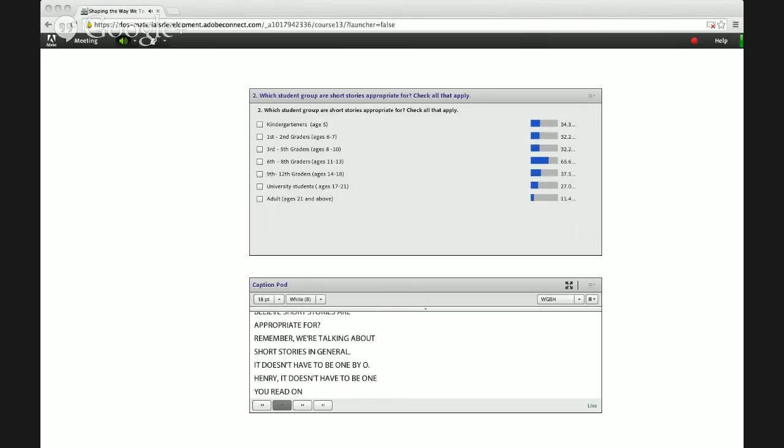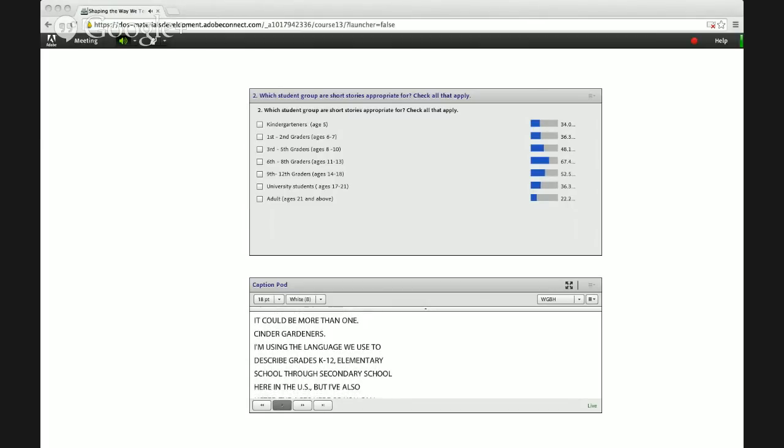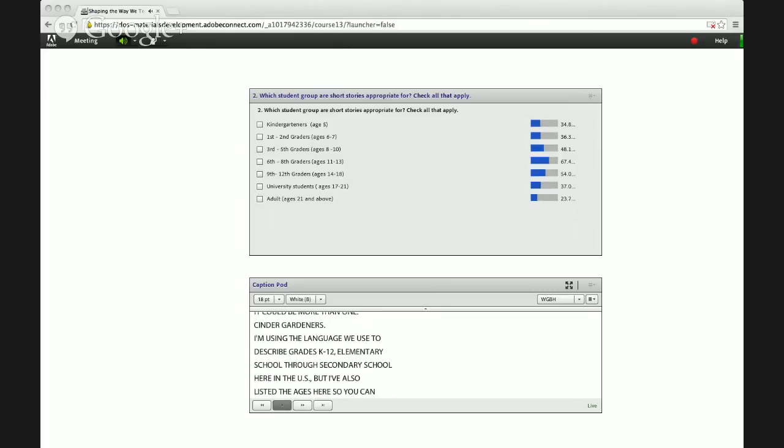Kindergartners, I'm using the language that we use to describe the grades in K through 12, elementary school through secondary school here in the U.S., but I've also listed the ages here so that you can understand a little bit better. So it looks like most of us think that short stories are appropriate for 6th to 8th graders, ages 11 to 13, but that we do see some possibility for students at different age groups to be able to benefit from short stories.